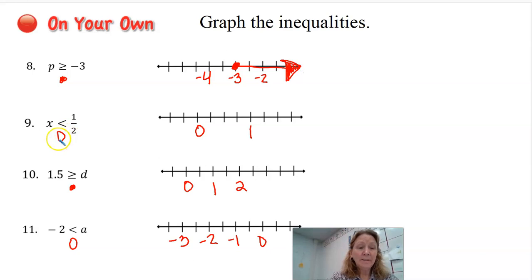The next one is x is less than 1/2. So 1/2 is right in the middle, right? This is where 1/2 is. It's an open circle, and the arrow goes off to the left. I'm looking for numbers that are smaller. Notice the direction of the inequality matches the arrow.